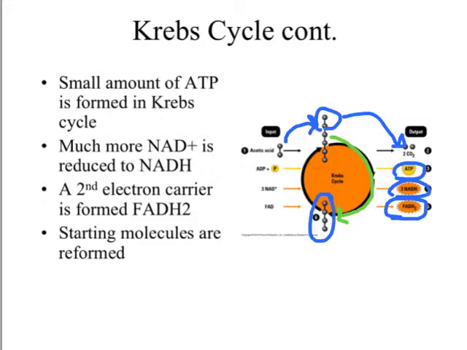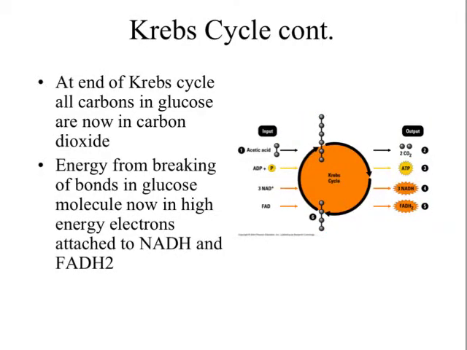Okay, so now at the end of the Krebs cycle, we have all 6 carbons that were originally in the glucose molecule now off as carbon dioxide waste. But remember, as we broke each of those off, we got lots of energy. Okay, we got lots of energy from those broken bonds, and right now that energy is held in the NADH, the FADH2, and a few ATP molecules. So let's take a look and see what happens with those molecules.